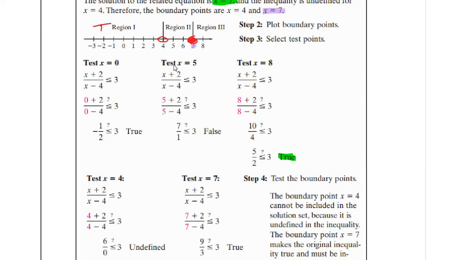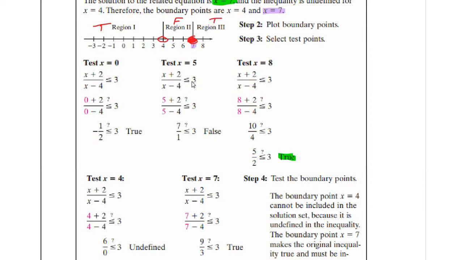When we go to region 2 and we test any number in region 2, I took 5, and when I substitute it, I see, oops, I do not get less than 3, making this region false. Moving to the last region, I can take any number that falls into this region. I took 8, but you can take any number. And when we substitute it, we again find an answer which is less than 3, making this true. So this region is true again.